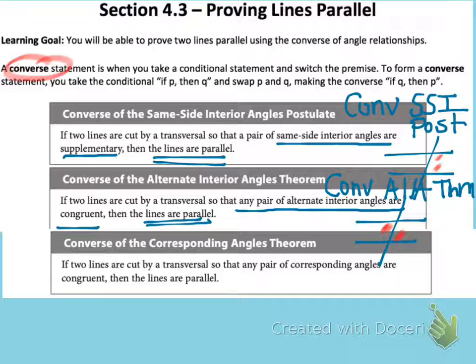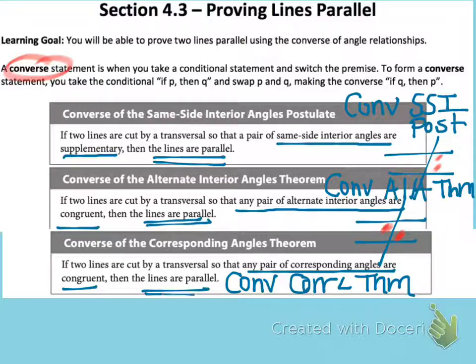And then the final one we're going to look at is the converse of the corresponding angles theorem. And that one says if two lines are cut by a transversal so that any pair of corresponding angles are congruent, then the lines are parallel.